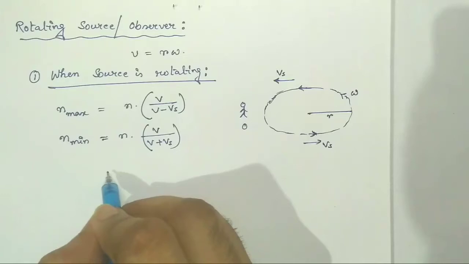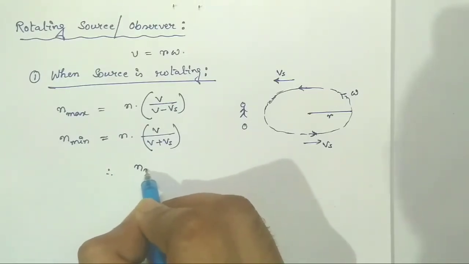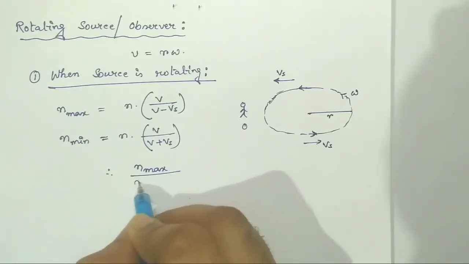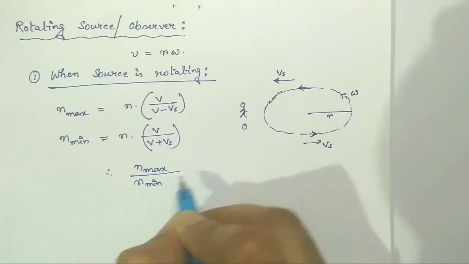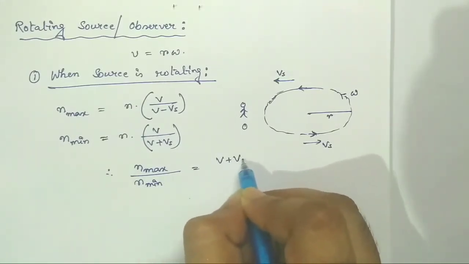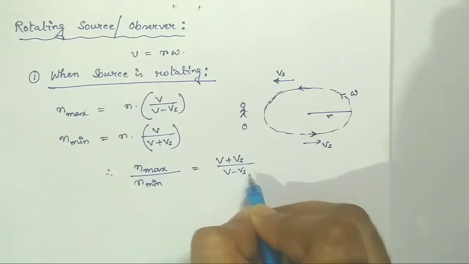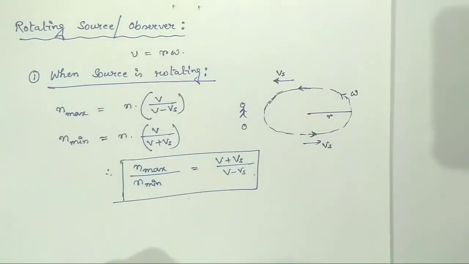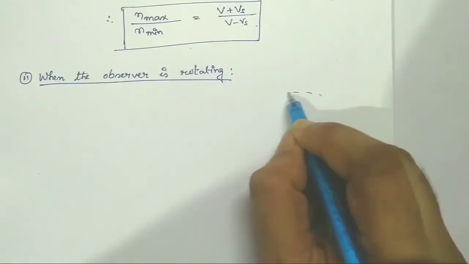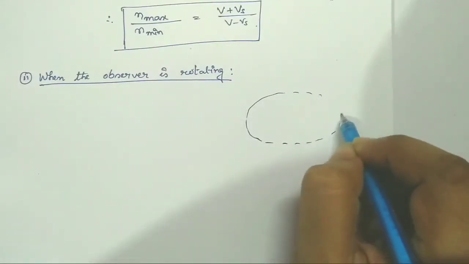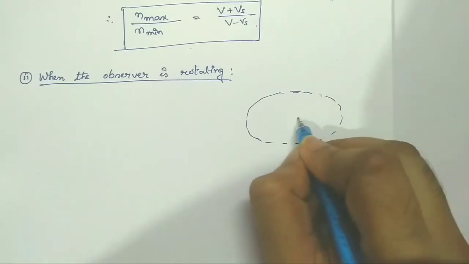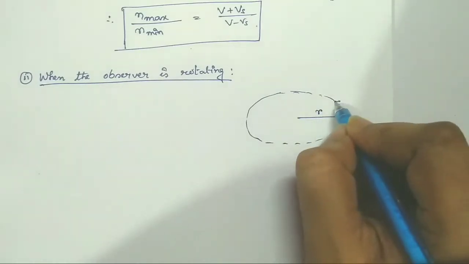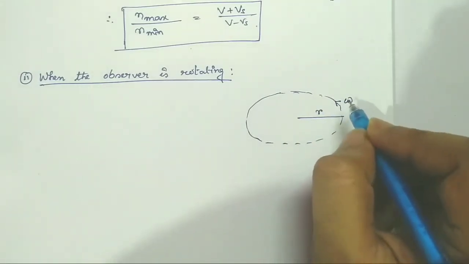So we can calculate the ratio, that is n max divided by n min is given by V plus Vs divided by V minus Vs. Now consider the case when the observer is rotating. Suppose the observer is moving in a circular path of radius r with angular velocity omega.